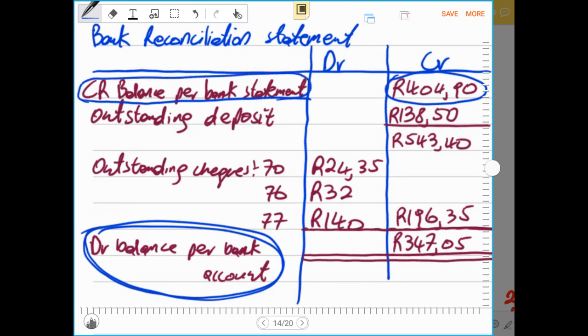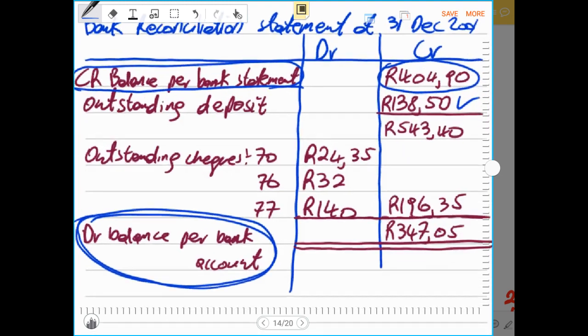So now this is how your bank reconciliation statement at 31st of December 2001 should be looking. All the deposits that are outstanding go to the credit side because you are comparing the receipt and the credit side. And all the cash payment journal items, which were the outstanding checks, go on the debit side. Then the difference should be equal to your bank.